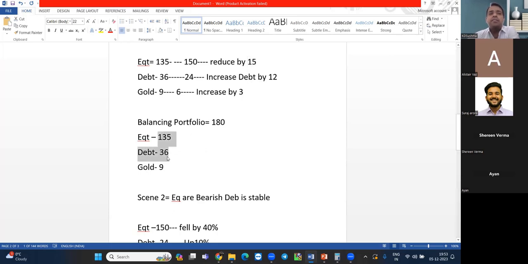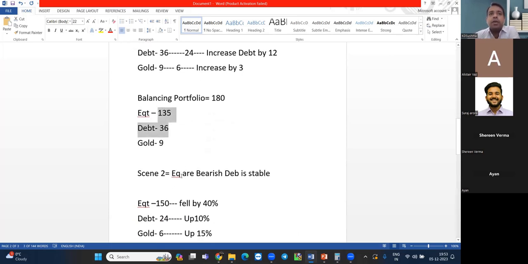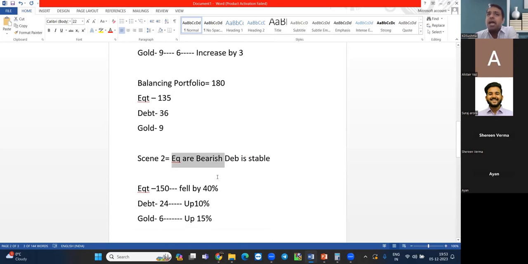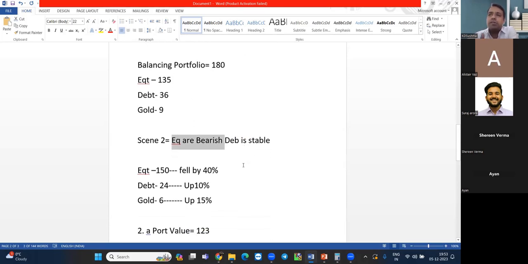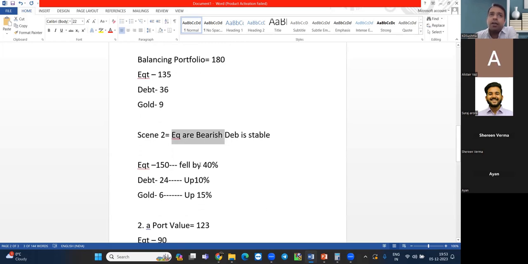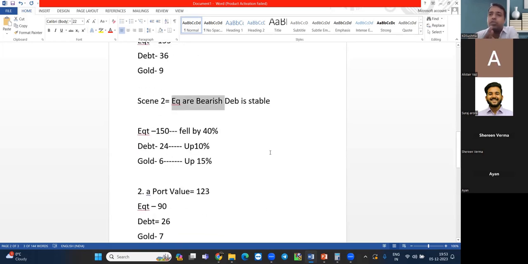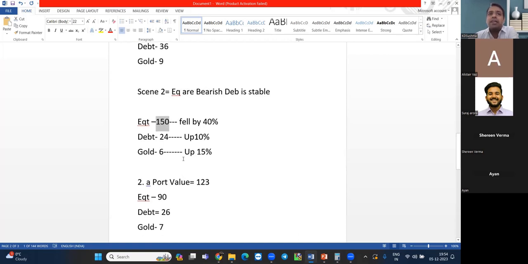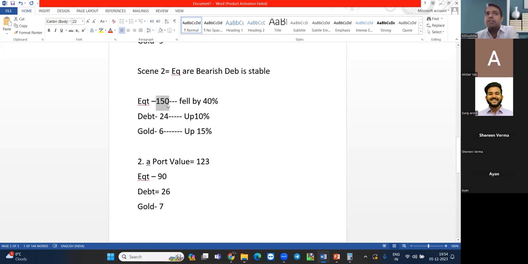Now we rebalance it. This is scene 1 finished. Scene 2 is that our stance, our view on the market changes: that from here the equity markets are bearish, right? And debt is stable, because debt always stays stable. Now here we will have 2 scenarios. One scenario is that we do not rebalance the portfolio. What we got from the initial up move, we did not balance it. So if we did not balance it, let's say our equity fell by 40%, our debt went up by 10%, gold went up by 15%.